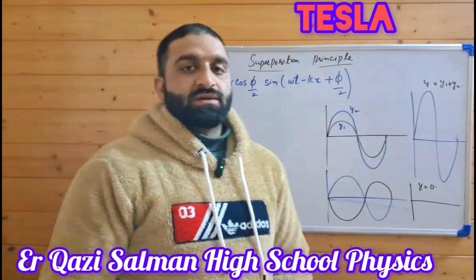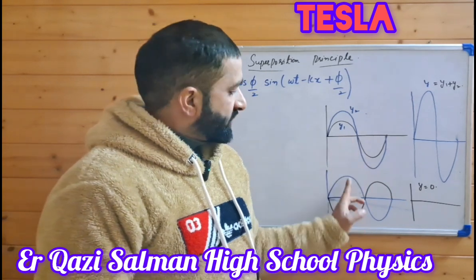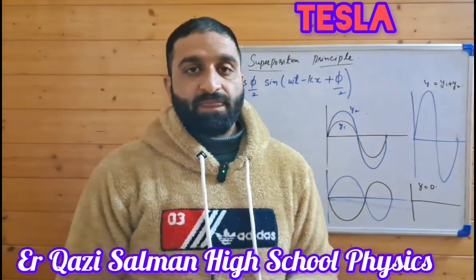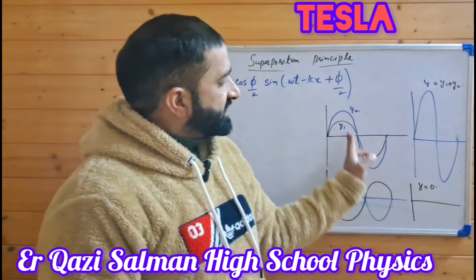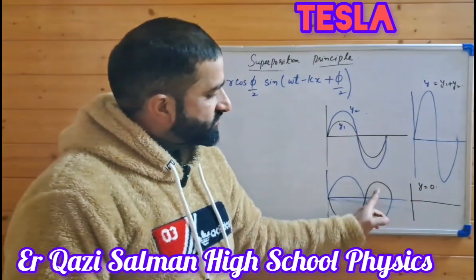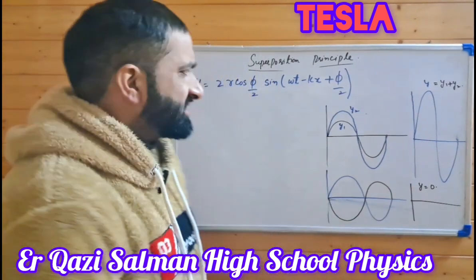Let us take two examples. Two waves here having a phase difference of 0 and two waves here having a phase difference of pi, that is 180 degrees. Here we can see that these two waves get added, y1 plus y2, and here we see that these two waves get subtracted so that the resultant is equal to 0. We will see it mathematically.